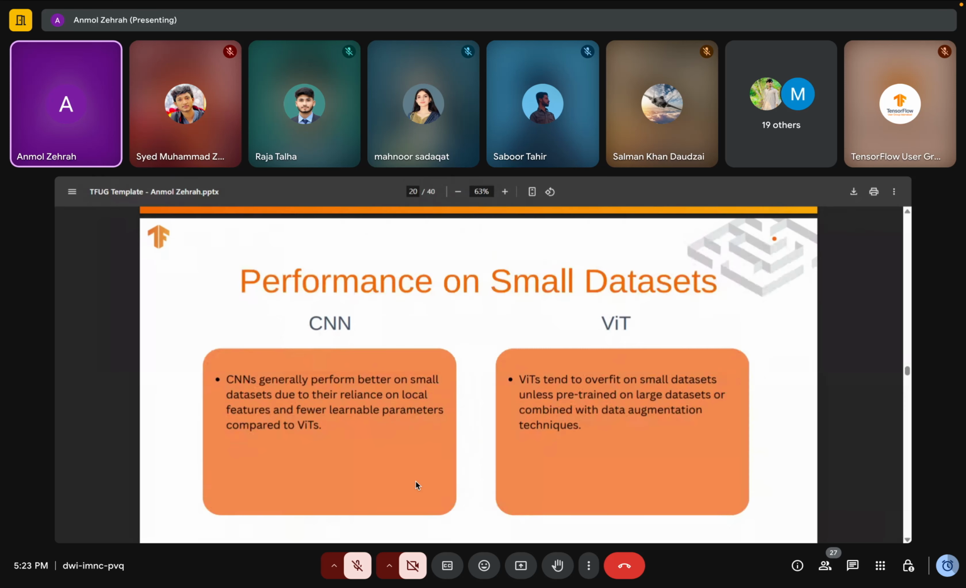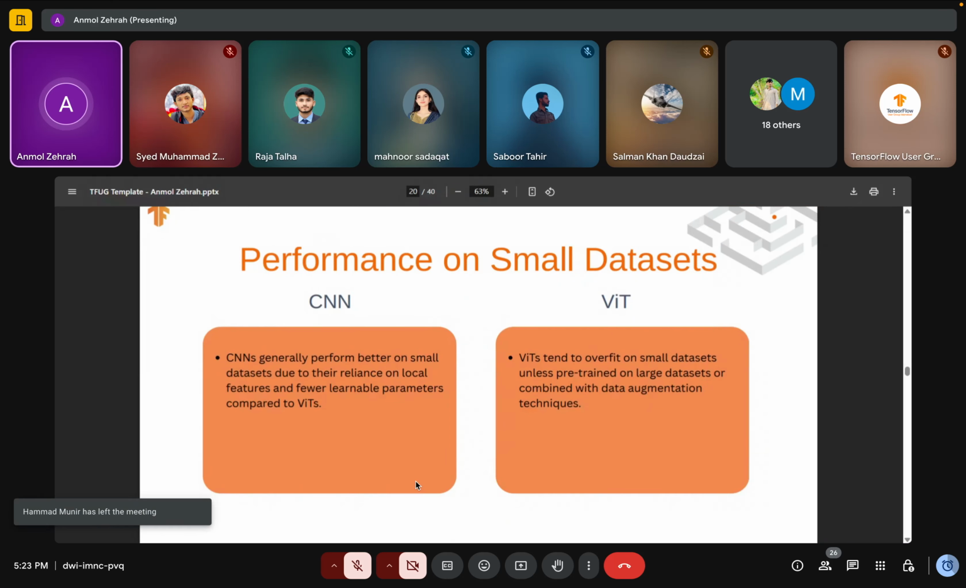Then coming to the point where we discuss their performance on small data sets. Because of their bias, CNNs normally perform a lot better when data is limited. While in this scenario, ViTs do struggle unless they're pre-trained on huge data sets, or they have very strong data augmentation done. In those cases, they will work well. Otherwise, they struggle to provide good performance on small data sets. So this is just a summarization of all the points that we just discussed.